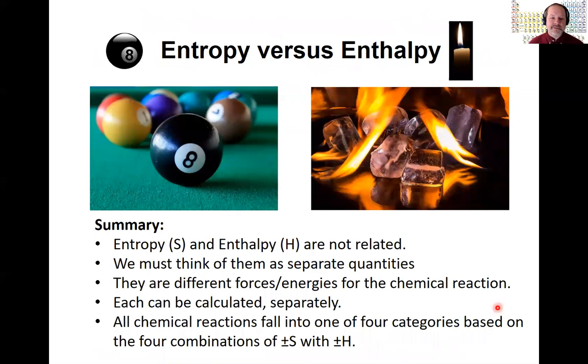So in summary, they're not related. Entropy and enthalpy, we ask 2 different questions and we think of them separately. They're definitely forces that we need to keep track of for chemical reactions. We have calculations for each, and they're very similar in how we do that. And it's important to know that all chemical reactions, when we study them, fall into the 4 different types, as we see with the entropy and enthalpy.